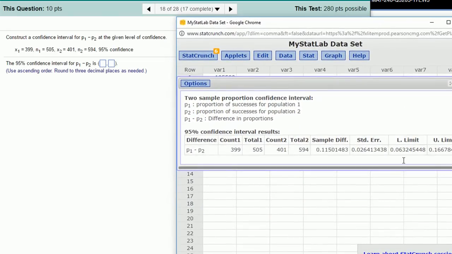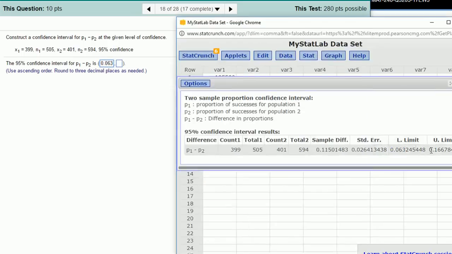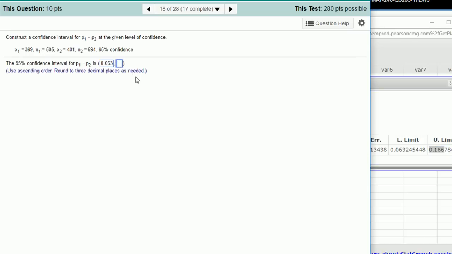That's all I need. And so I'm asked for 3 decimal places. Copy it over. 3 decimal places has to be rounded to 0.167. And that looks good.